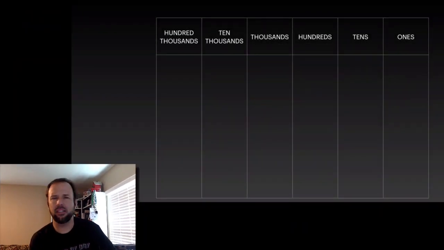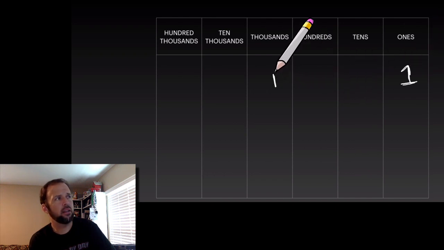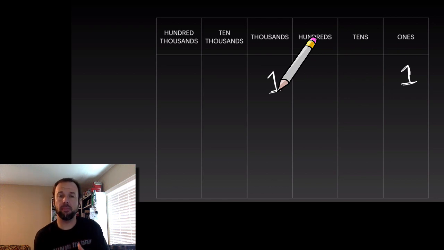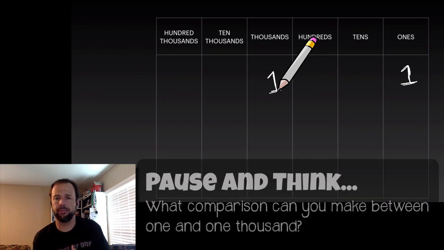Okay, so looking at this place value chart, let's just make some comparisons here. If I had 1, let's say 1, all right, and I had 1,000, what kind of comparison can we make between 1 and 1,000? Like, how much greater is 1,000 than the number 1?